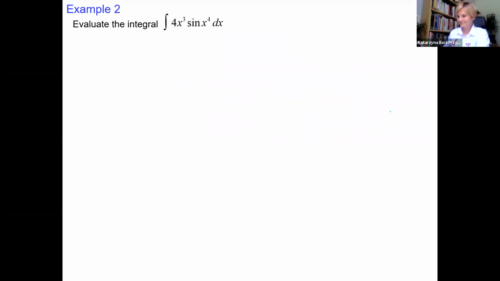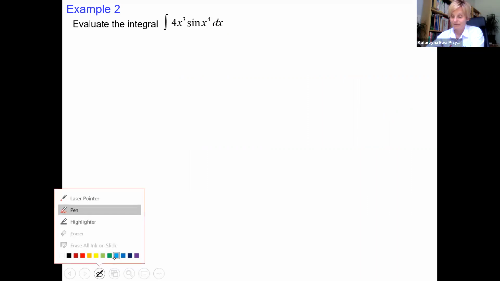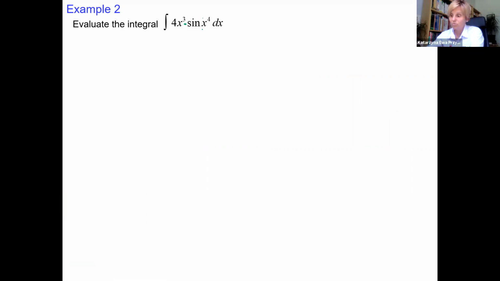Another one: 4x cubed times sine of x to the power of 4. Now we see no way that we will avoid this product. We see 4x cubed and we see sine of x to the power of 4. The trigonometric function sine is the compound function, because sine is the outer function and x to the power of 4 is the inner function.